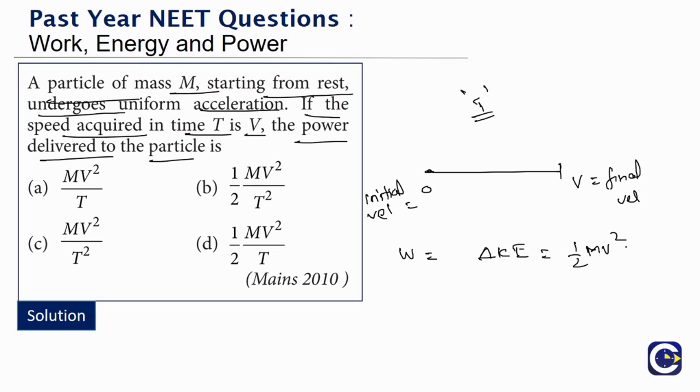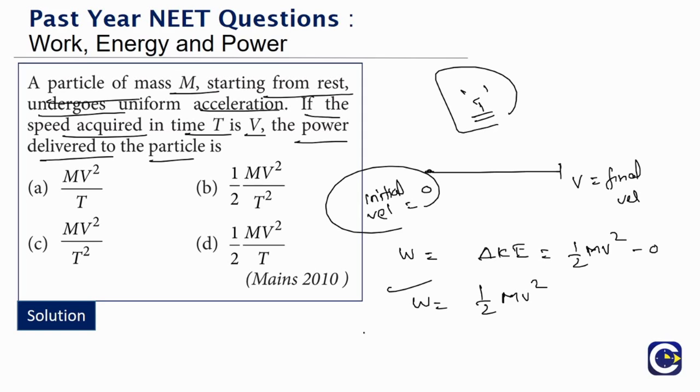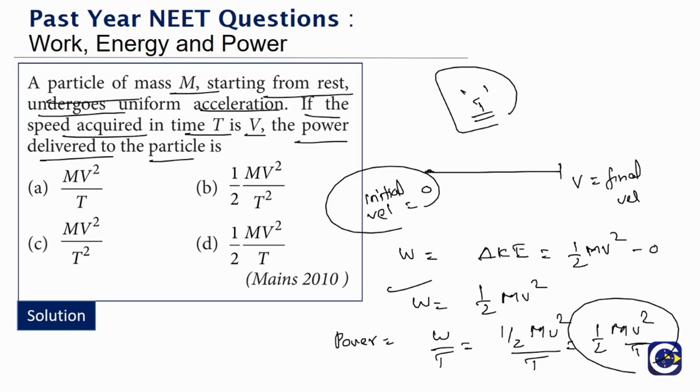So the change in kinetic energy means the final kinetic energy, half mv square, minus the initial kinetic energy, which is 0 since it starts at rest. So the work done is equal to half into capital M into V square. This work is done in a time capital T. So what is the power delivered to the particle? Work done divided by the time taken, which is half MV square by T. The correct answer for this is option D.